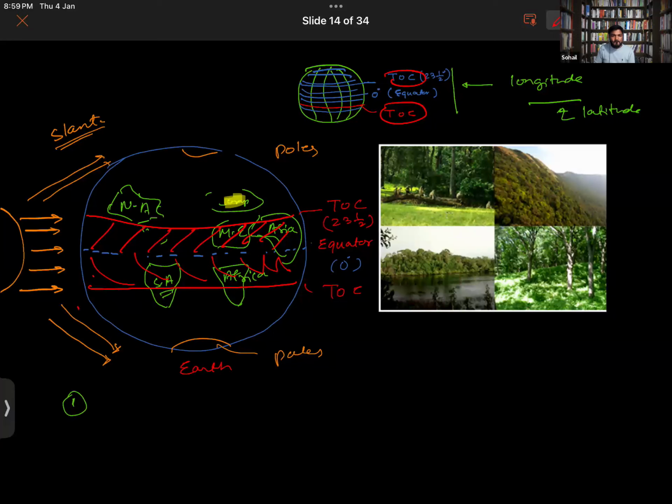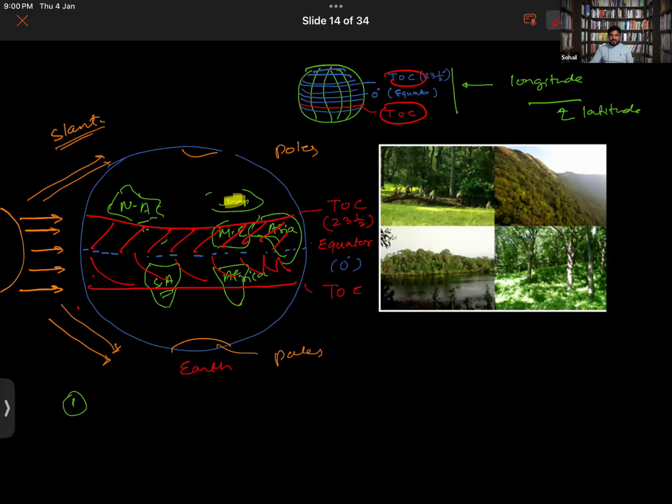So what is the main point in this explanation? The main point I'm trying to make is that most of the dense forest will be found in this tropical area. So whichever country lies in this tropical area will have dense forest. Getting it now? Also, in geography, you will have several exceptions, so we are not going there right now.